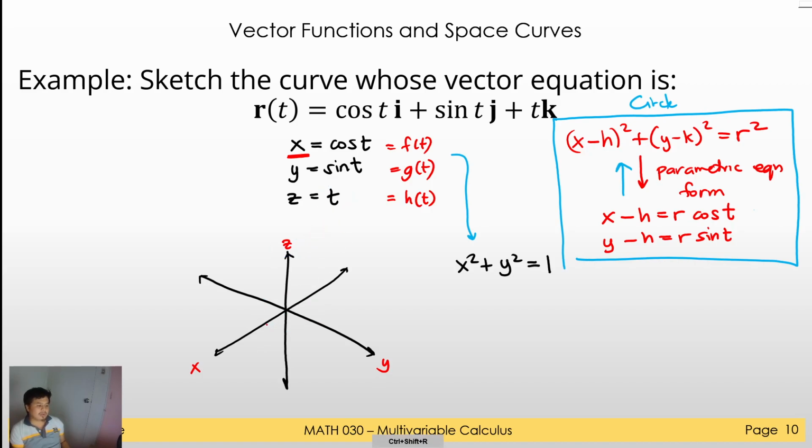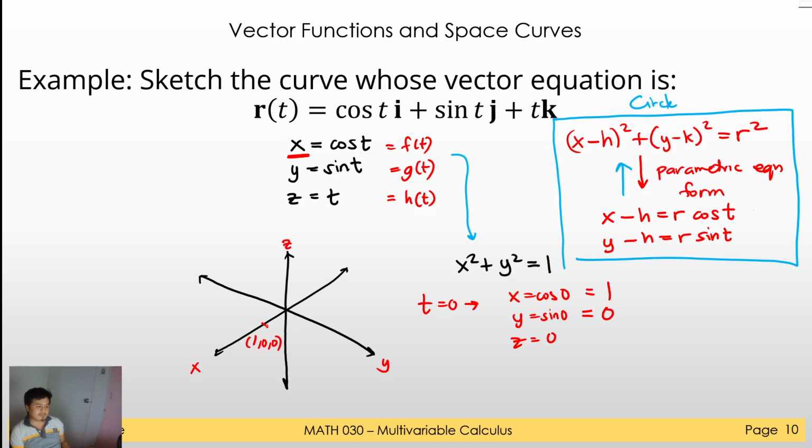So therefore, we can start with, let's say, t is equal to 0. If t is equal to 0, then we have cosine 0 for x, y is equal to sine 0, and z is equal to 0. So cosine 0 is 1, and sine 0 is equal to 0. Therefore, the first point here is, let's say, 1, 0, and 0.